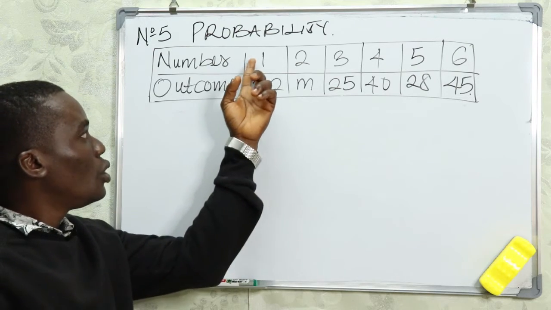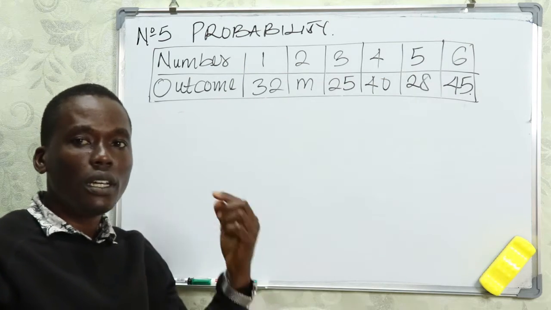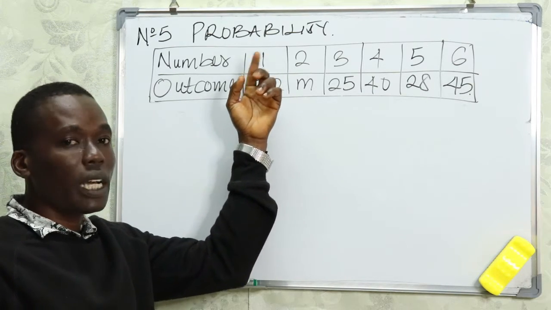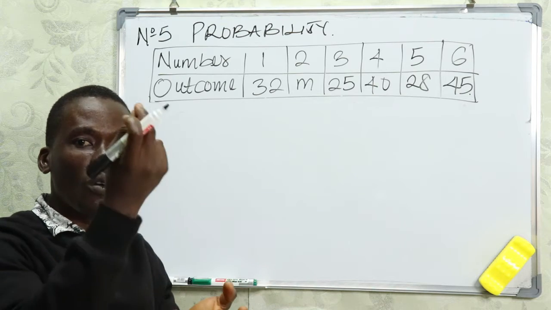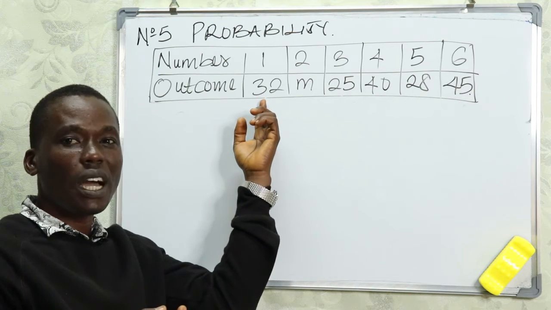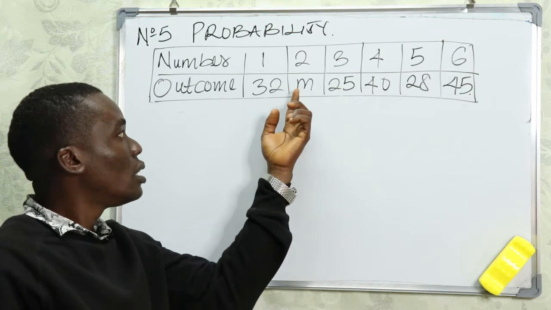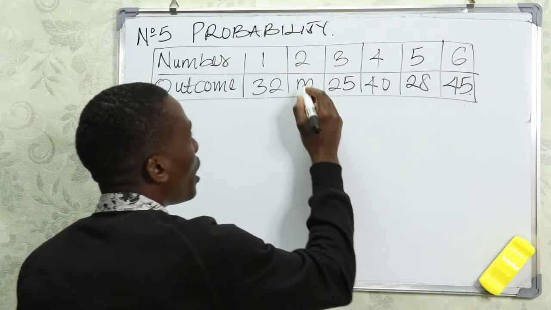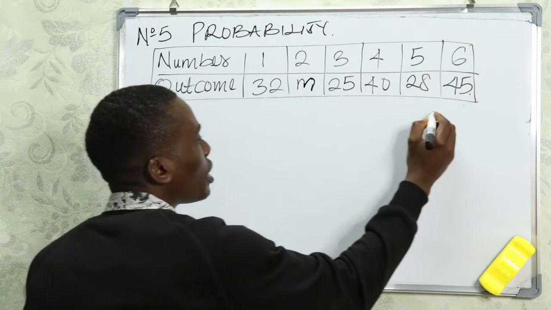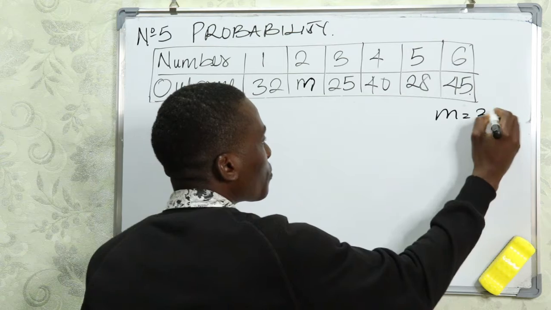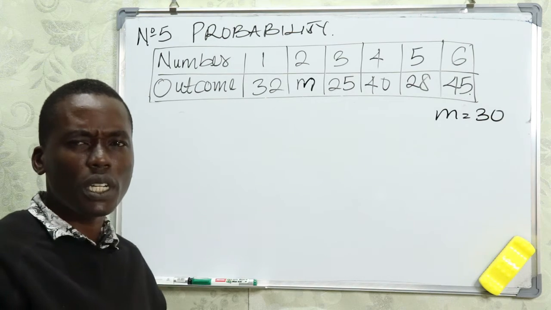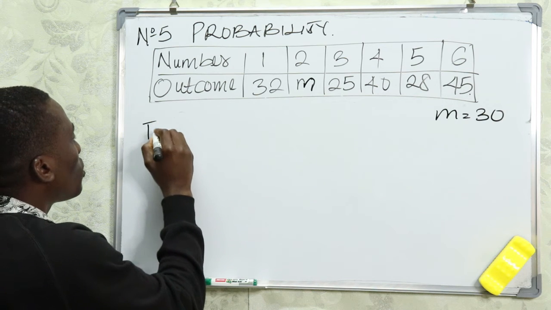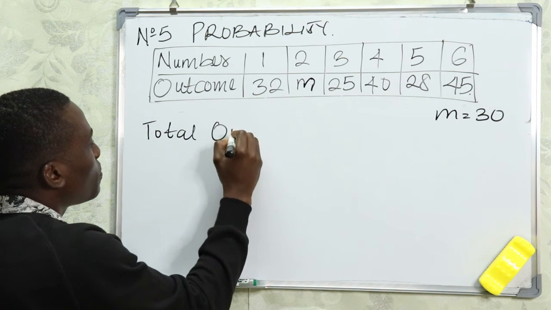The total outcome will tell us the number of times the die was rolled. Now you know a die has 6 sides. So these 6 sides, the number of outcomes for getting a 1 is 32, that is, when you roll the die, 1 comes out 32 times. The outcome of getting a 2 is 30 times, as we have found that our m is equal to 30. So for us to find the number of times the die was rolled, we are going to calculate the total outcome.